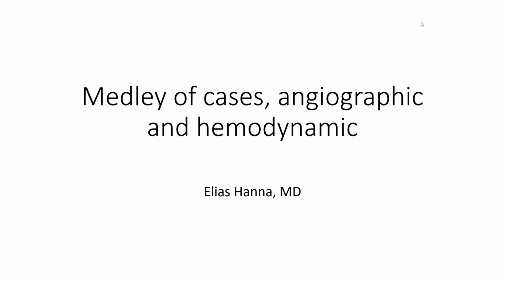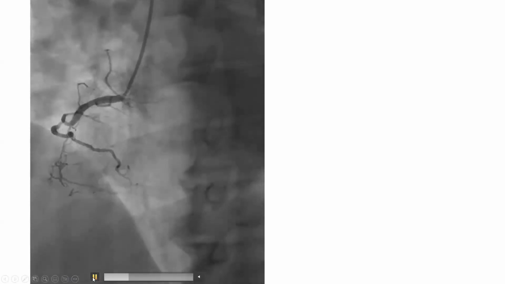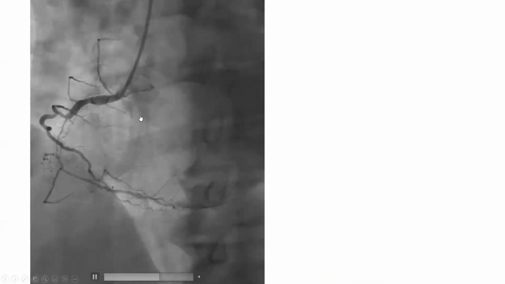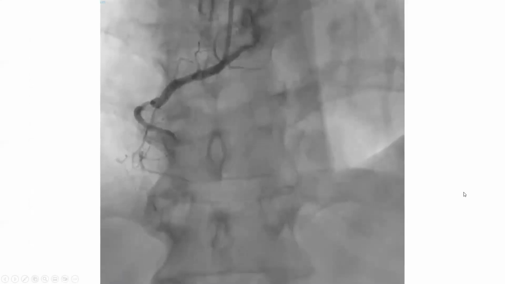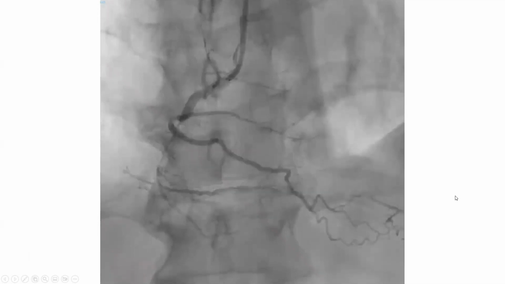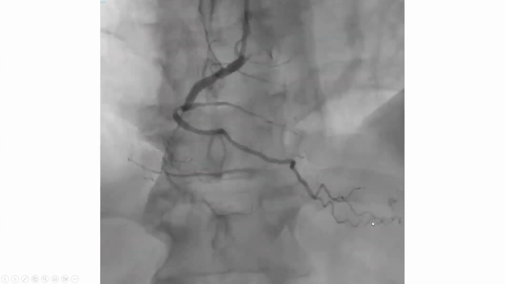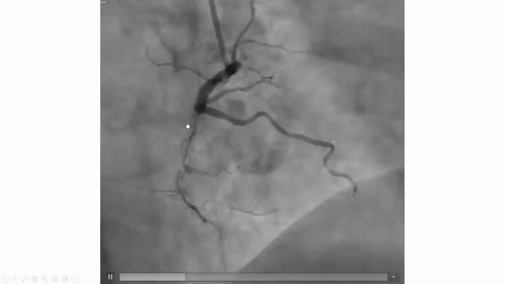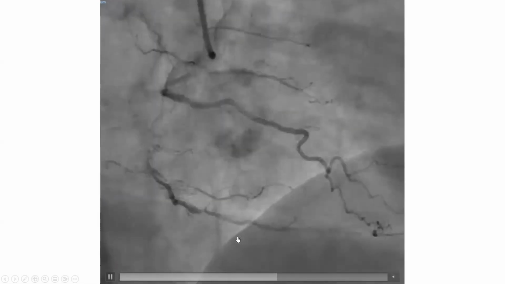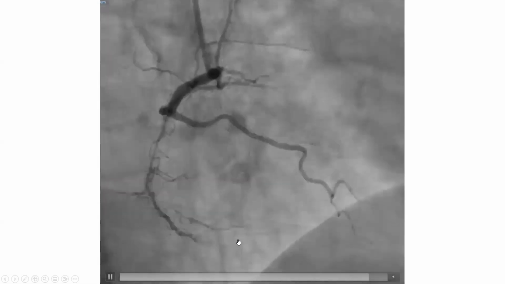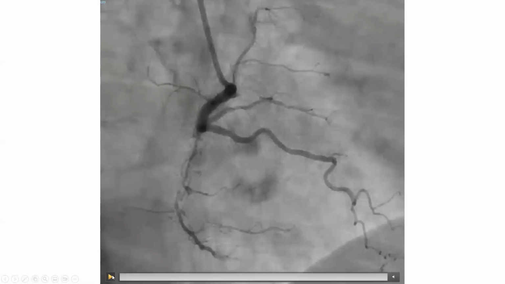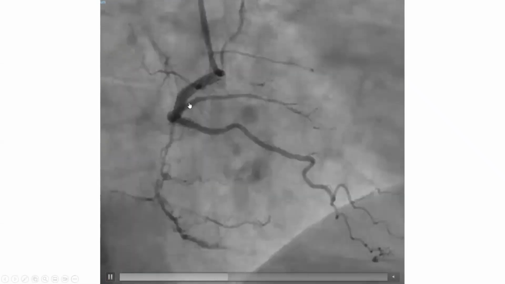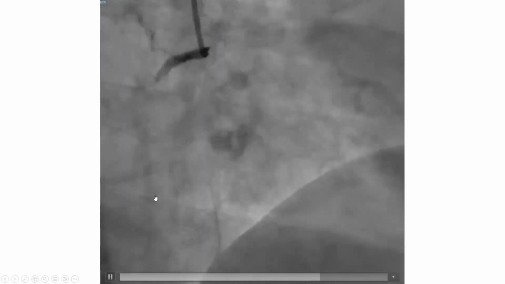I want to give today a collection of cases, angiographic and hemodynamics. This is a right coronary angiography in an LAO view. This is an epicranial view of the same coronary. And this is an RAO view of that same coronary, looking well at that mid-RCA where the disease is. The patient has angina. Should we try to wire this and stent it?